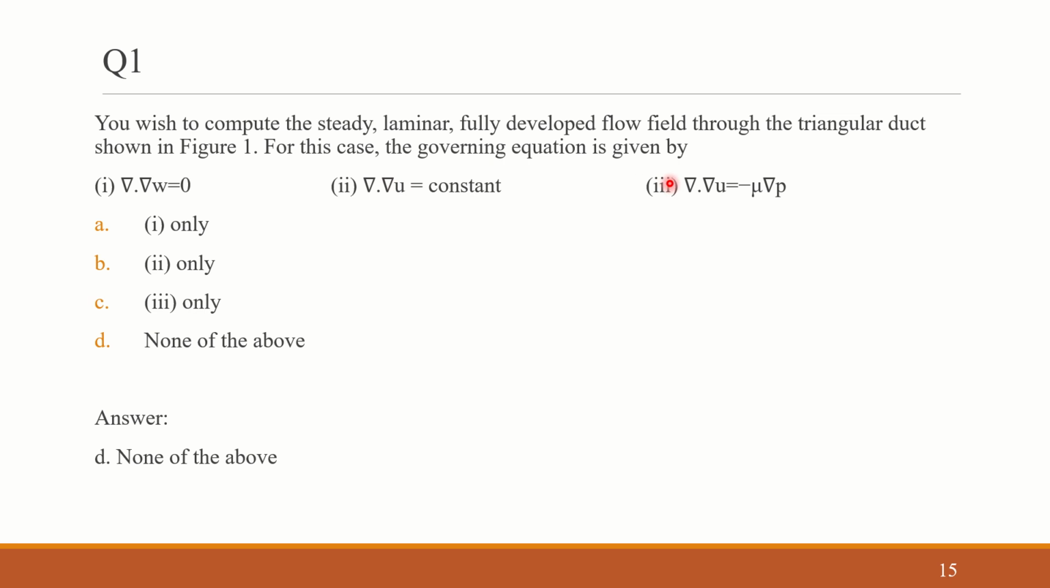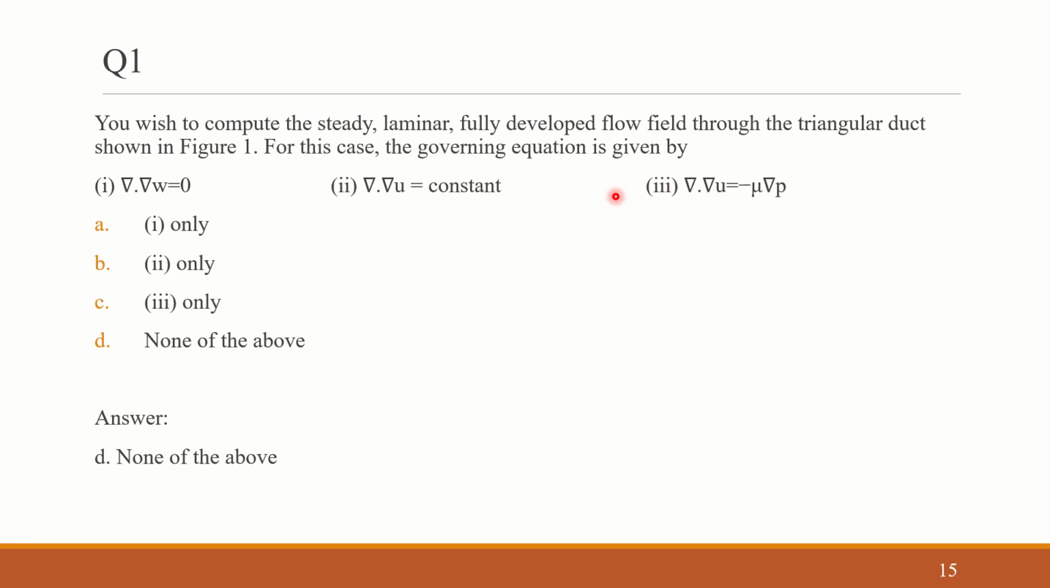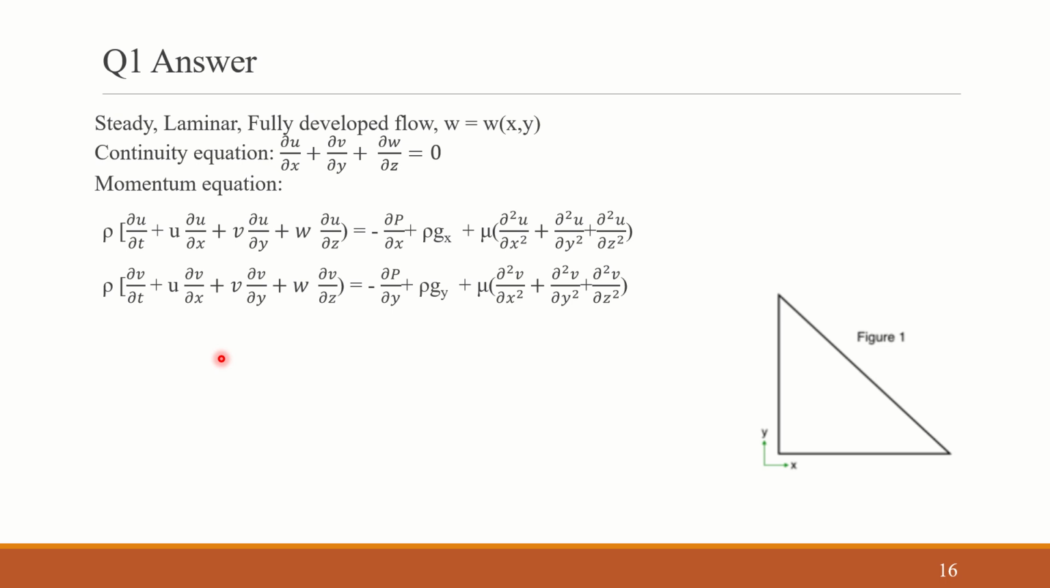And the third one is again a different component, del dot del U. If it were del dot del W, we could consider it, but it is not, and therefore it is wrong. So none of the above is the right answer.